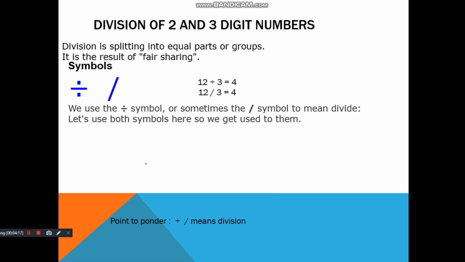Now, division of 2 and 3 digit numbers. Division is splitting into equal parts or groups, and it is the result of fair sharing. These are the symbols. You can use this one, or sometimes you use this slash. This also means divide. Let's use both methods here so that we can get used to them.